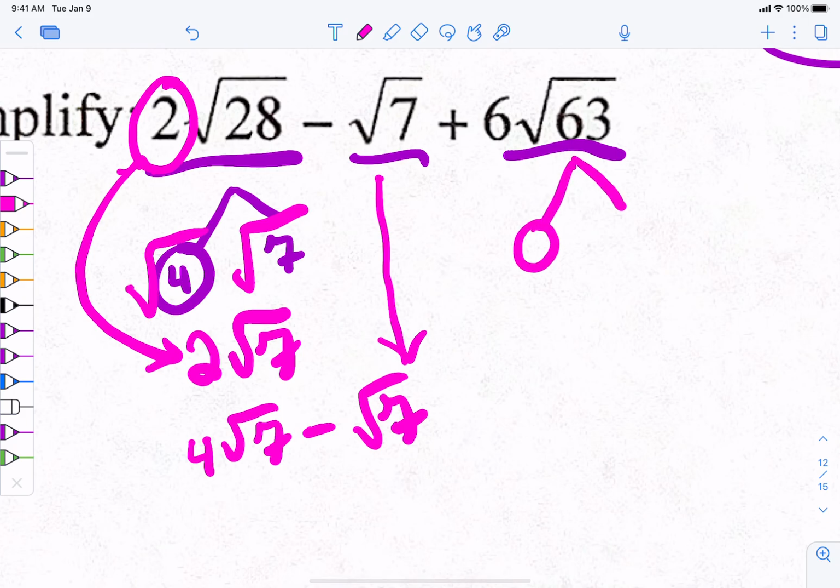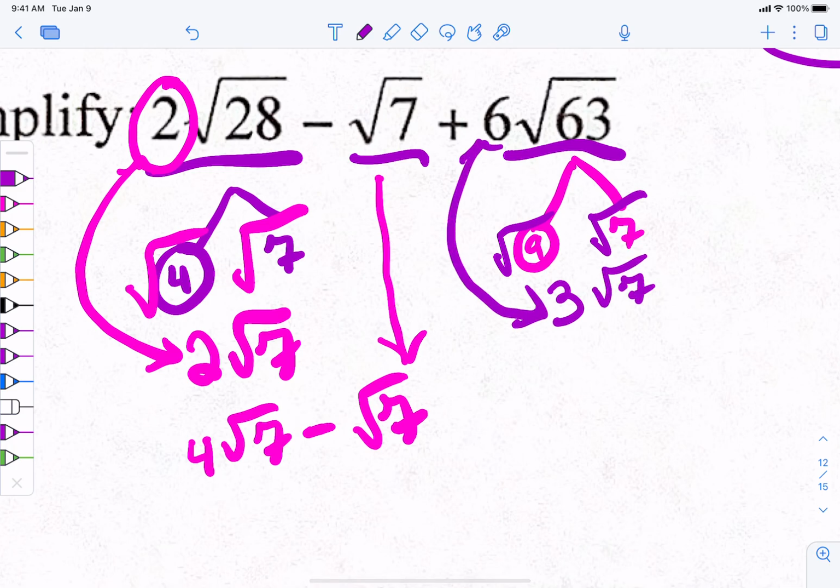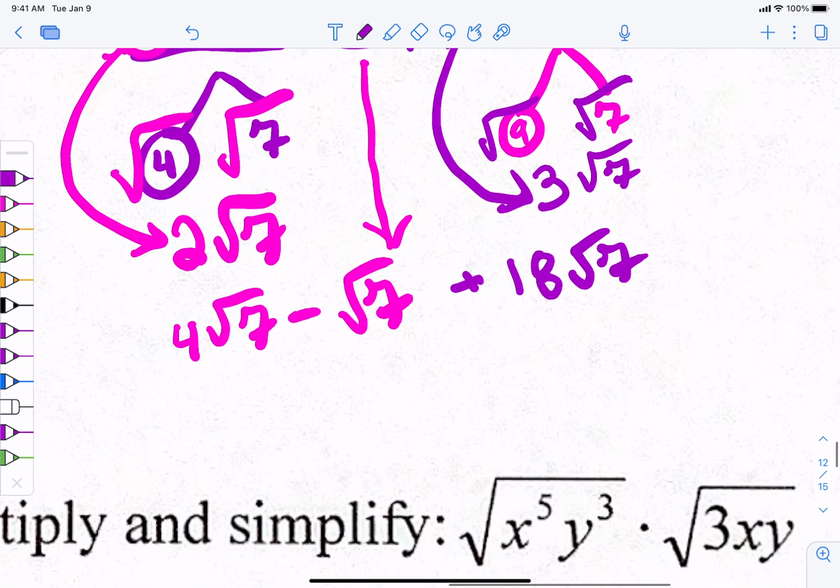So 9 and 7, of course. The square root of 9 and the square root of 7 makes 3 square roots of 7, except there is a 6 there, but you're not adding, you are multiplying. So this makes plus 18 square roots of 7. So 4 square roots of 7 minus square root of 7 plus 18 square roots of 7.